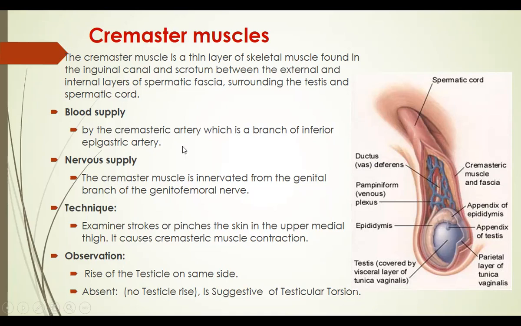So this can be elicited by this technique where you stroke the medial side of the thigh. And you should know why it happens: because of the same nerve, the genital branch of the genitofemoral nerve, supplying both the cremaster muscle and the medial side of the thigh. Observation: rise of the testis on the same side. As I said, the testis will be pulled up when there is a cremasteric reflex.